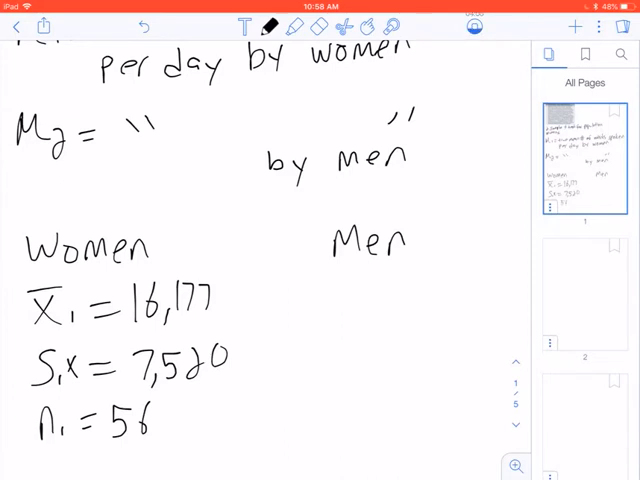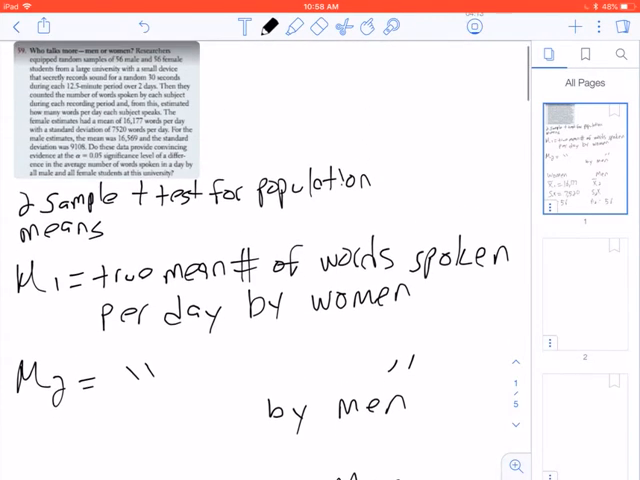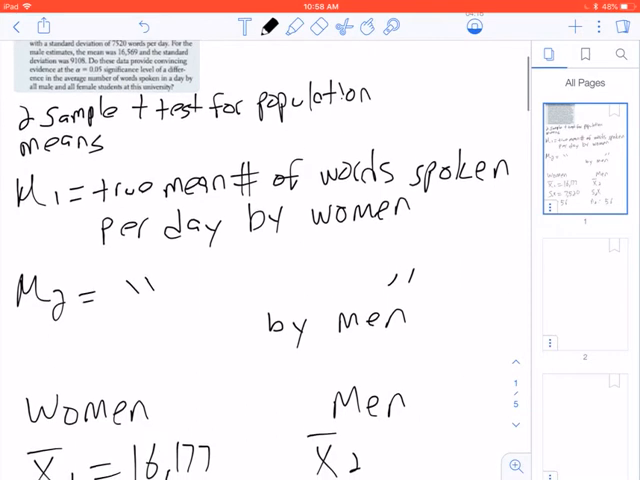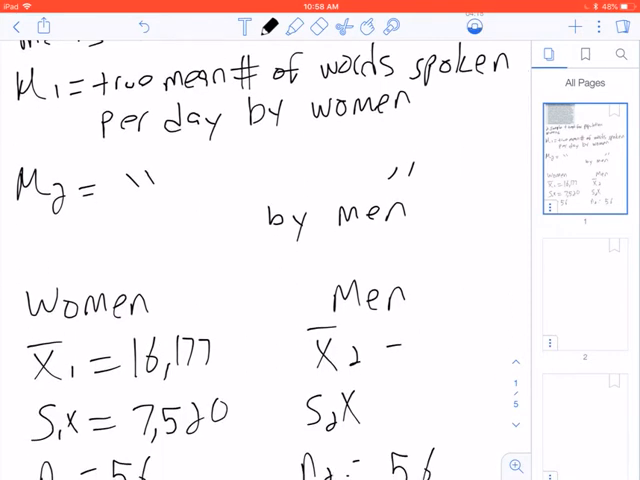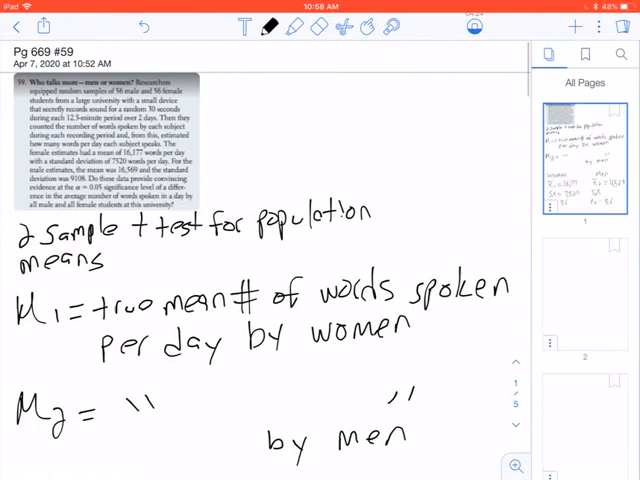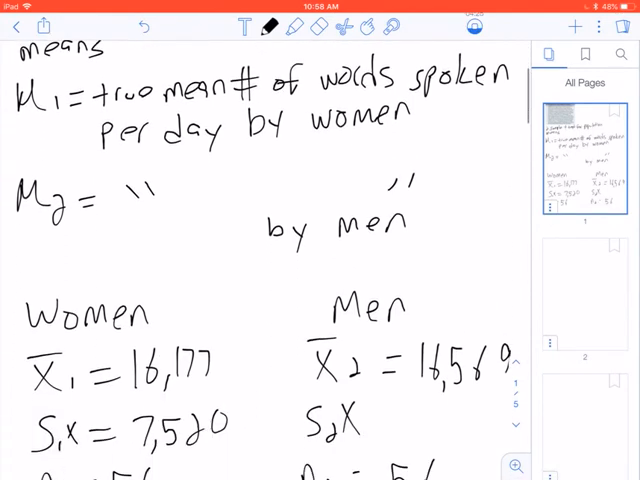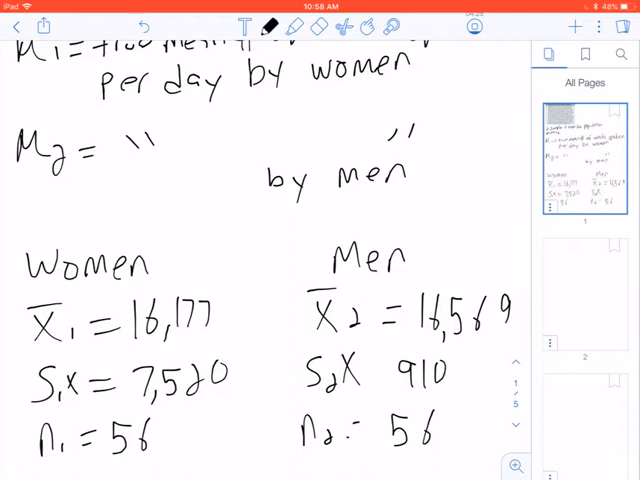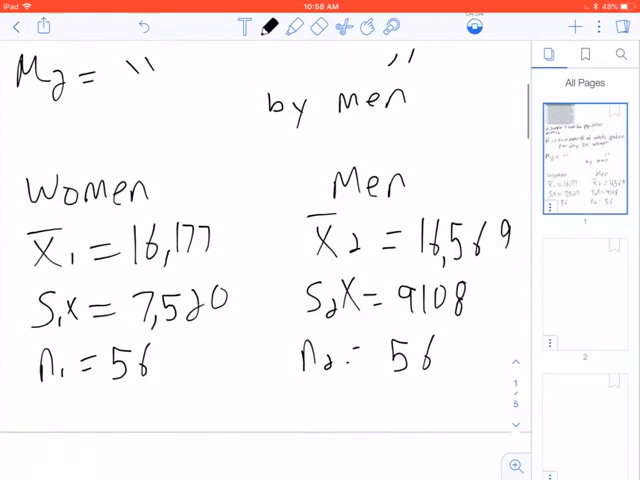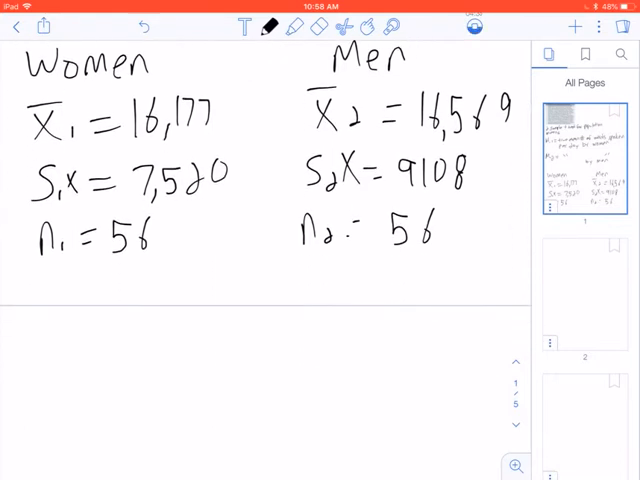So now let's do the same thing for the men. We have x bar 2, Sx2, and n2. I know for the men there were also 56 people in that sample. The men on this particular day spoke an average of 16,569 words. And their standard deviation was 9,108. Okay? So this is all the information that we have about the men and the women from the sample.